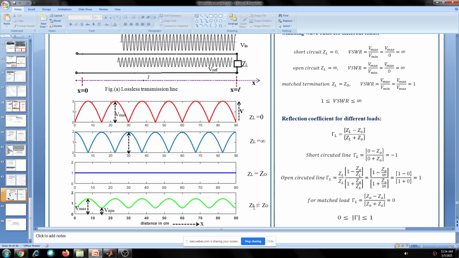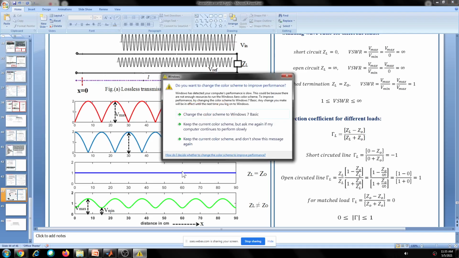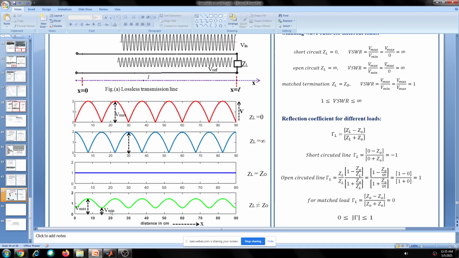Now other than that, ZL not equal to Z0, 0 or infinity, these are not the three cases. Suppose ZL is 50 ohm and Z0 is 20 ohm, for example. In such a case, we will have a pattern like this. See here, the minimum is not coinciding with the 0 axis. It is above the 0. So it has some value that is called V minimum. And the maximum value, from here to here, whatever it will be, is V maximum.